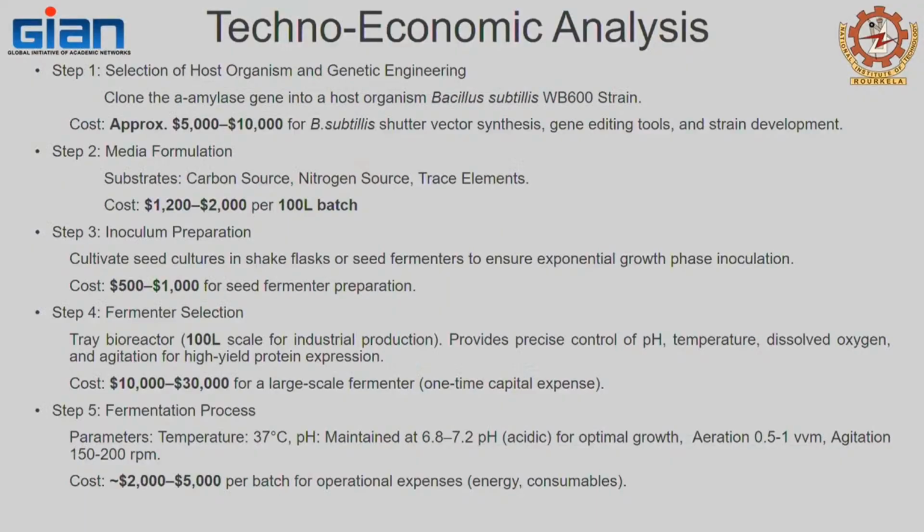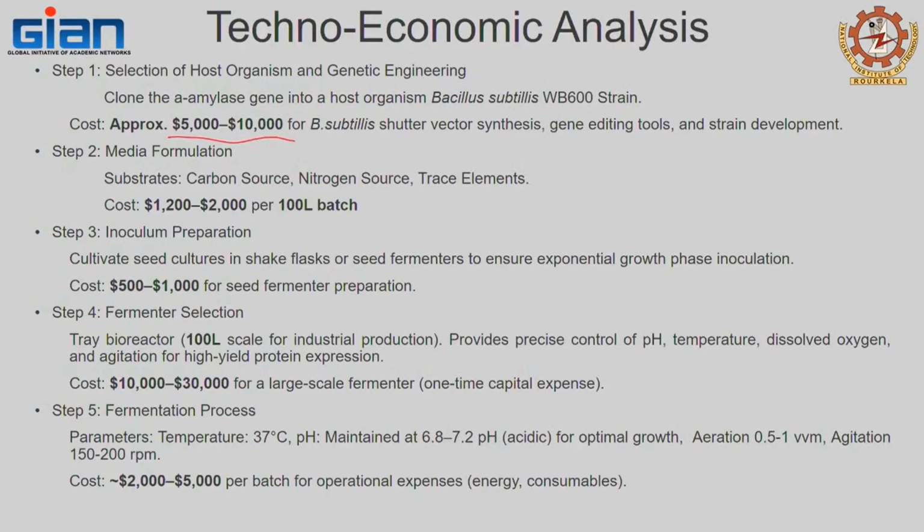And the cost economic analysis will be done by my friend. Good afternoon. So the first step will be the cloning of the amylase gene into the host organism Bacillus subtilis WB600 strain. We found the approximate value for the gene editing was $5,000 to $10,000.